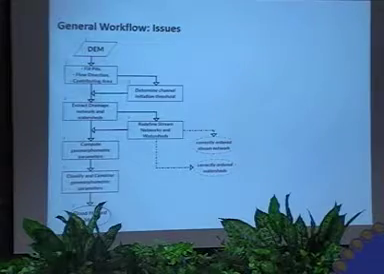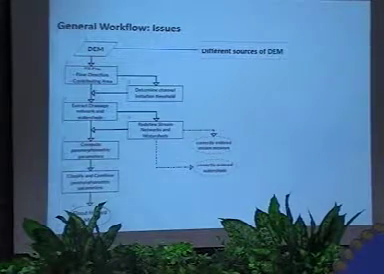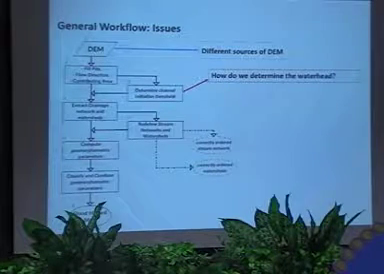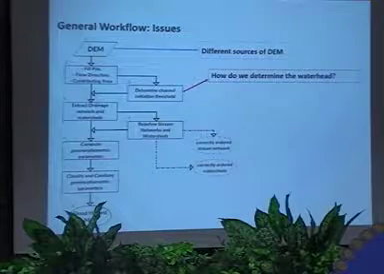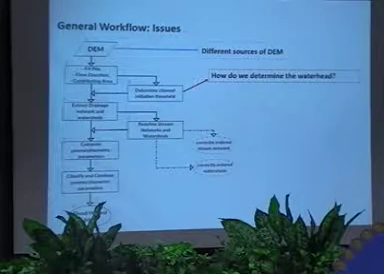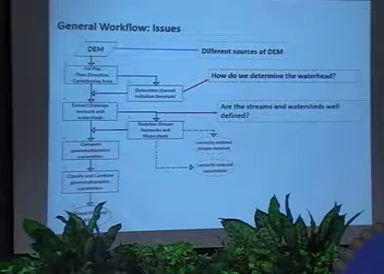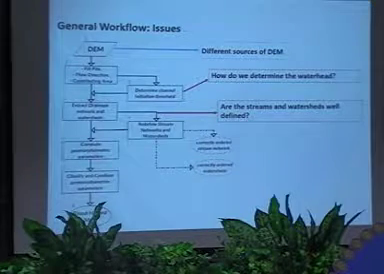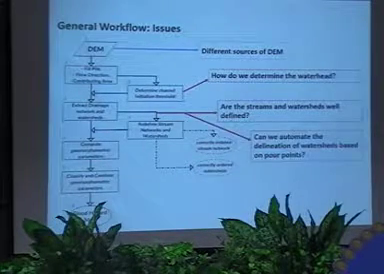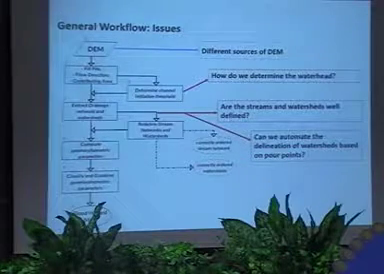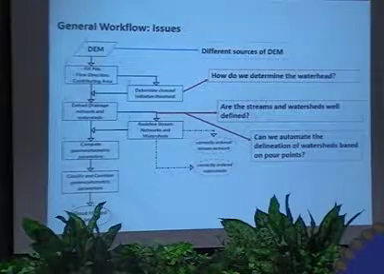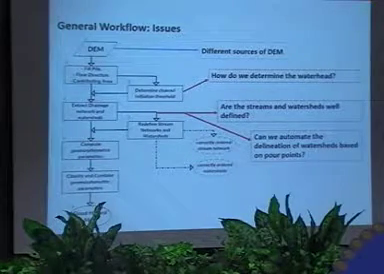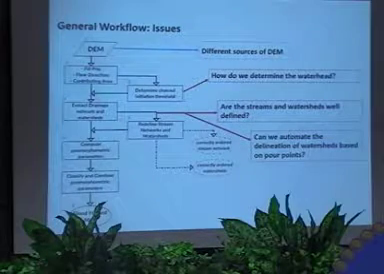Of course, there are a number of issues. One has already been explained: we have different sources of DEMs. Secondly, how do we determine a suitable value that will allow us to determine where our streams begin so that we can have an accurate stream network? Of course, we also need to see if these streams are well defined, so the accuracy of this information is also important. And also, it makes sense if we can automate some of these processes, because we need to extract these watersheds, because these parameters depend on the characteristics of both the stream networks as well as the watersheds.